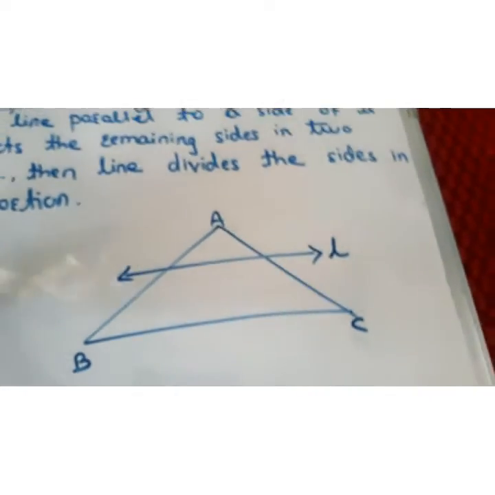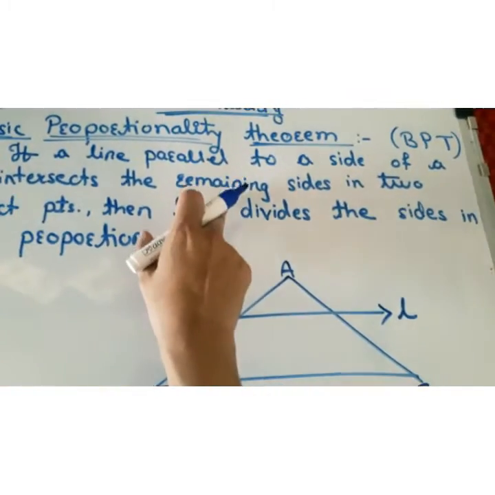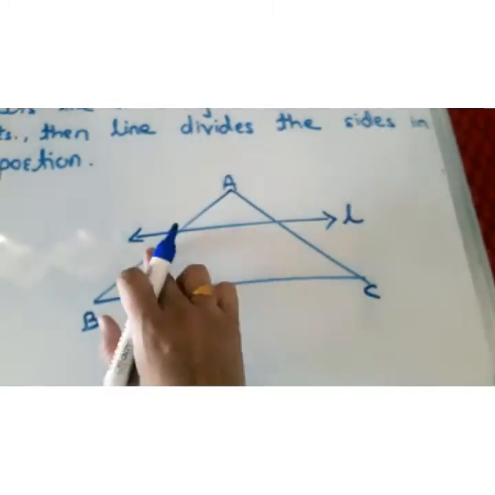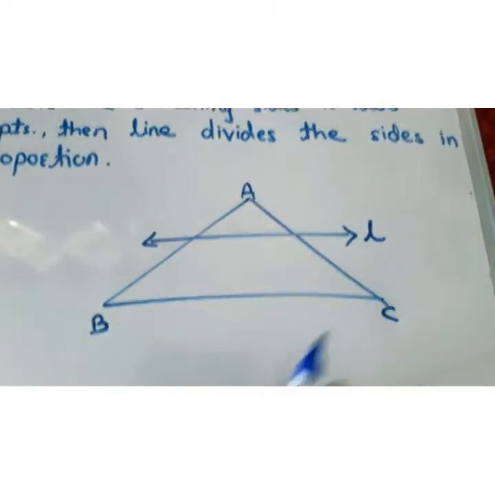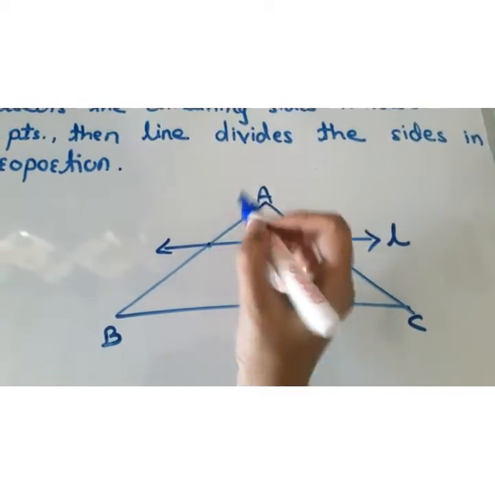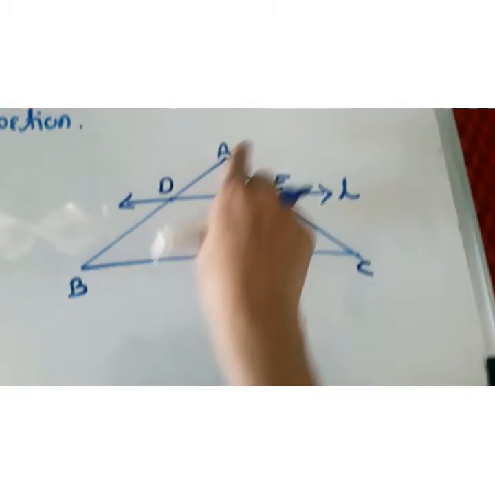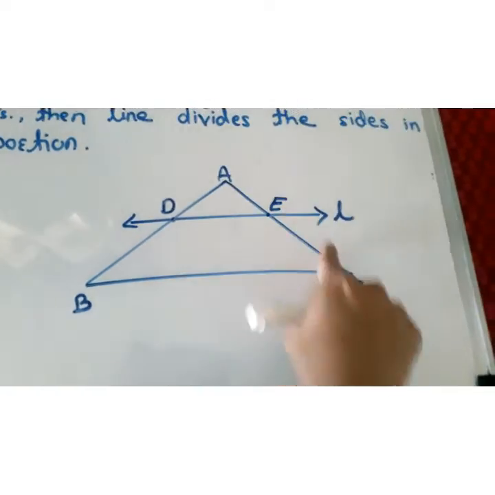Okay, then what happens? It will intersect the remaining sides in two distinct points. Which are the remaining sides? This AB and AC. Obviously this line is intersecting this AB and AC in two distinct points. Let me label these two distinct points, this one as D and this point as E. So it is intersecting AB in D and AC in E.